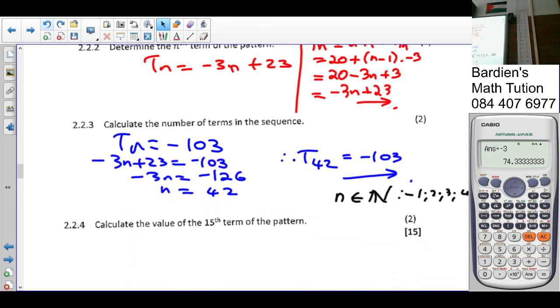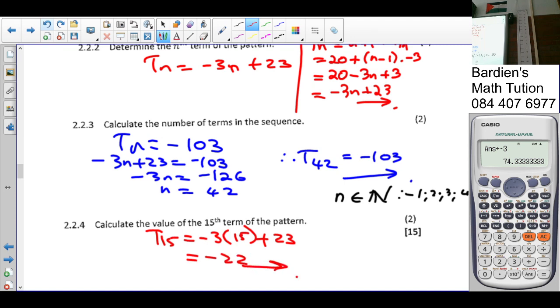Let's go to the next one. Calculate the value of the 15th term of the pattern. How do you calculate the 15th term? T15 equals negative 3 times 15 plus 23, which gives us negative 22. Okay, is there any confusion here? No.